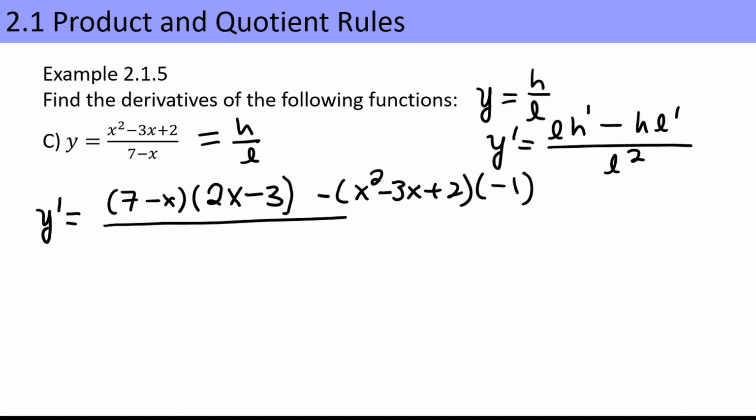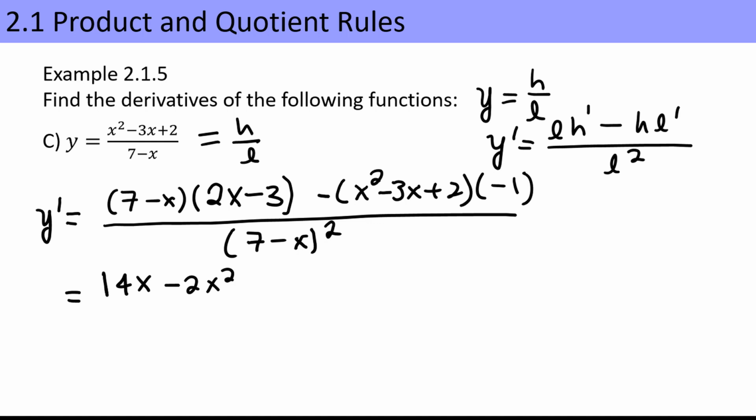And in the denominator, let's not forget, we have to square the denominator, so we'll have 7 minus x quantity squared. Let's multiply out a little bit. So 7 minus x times 2x minus 3. What will that look like? Okay. First term's 14x, right? 7 times 2x. Inside terms, I will have minus 2x squared.